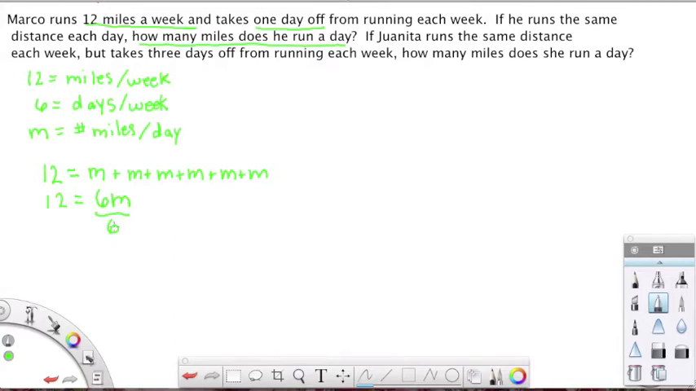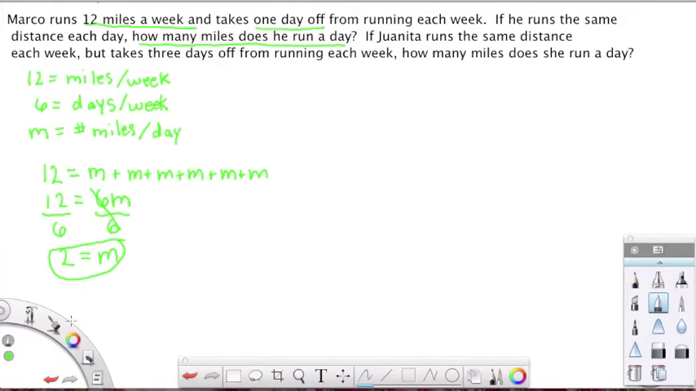And what we do to one side of the equation to keep our equation balanced, we must do to the other. So we divide this side by 6. So what happens here? The 6's cancel each other out, or I should say factor each other out, and we're going to find out that m is equal to 12 divided by 6, which is 2. So m is equal to 2 miles. There's our answer. And that makes sense. 2 plus 2 plus 2 plus 2 plus 2 plus 2 is 12. So Marco runs 2 miles a day.